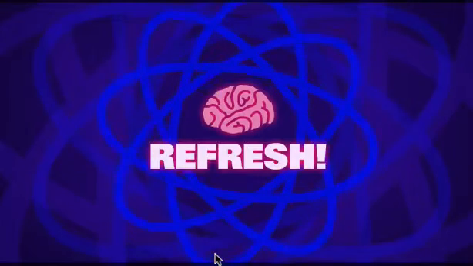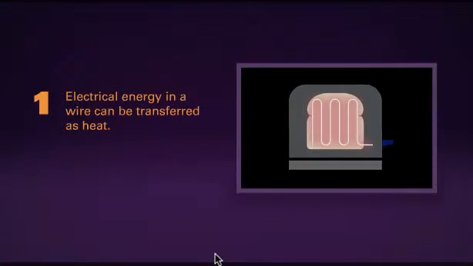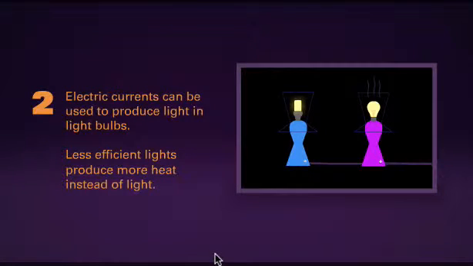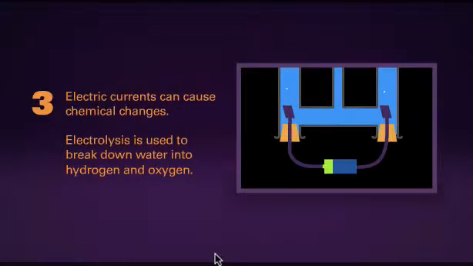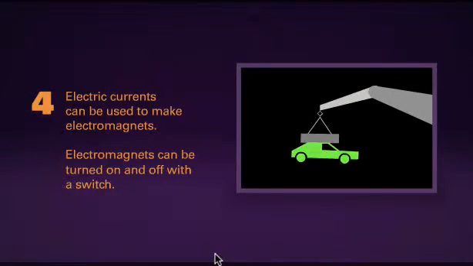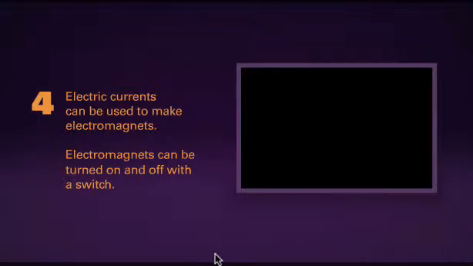Okay, I think we're ready for a recap. Electrical energy in a wire can be transferred as heat. Electric currents can be used to produce light in light bulbs. Less efficient lights produce more heat instead of light. Electric currents can cause chemical changes. Electrolysis is used to break down water into hydrogen and oxygen. Electric currents can be used to make electromagnets. Electromagnets can be turned on and off with a switch. Time for a quiz.